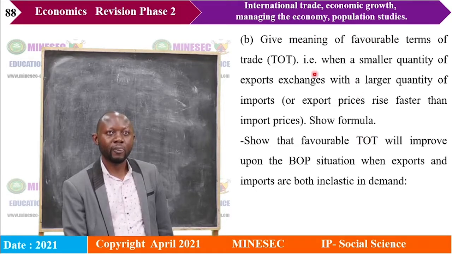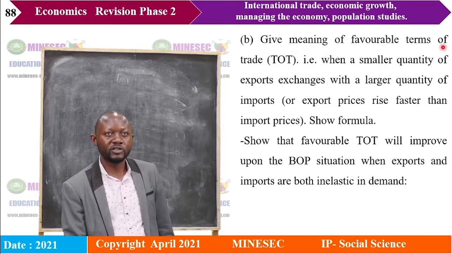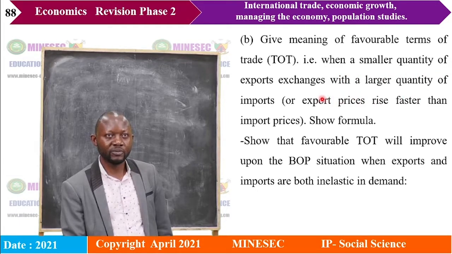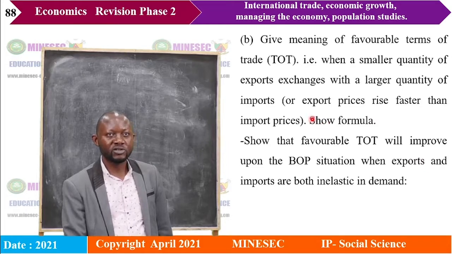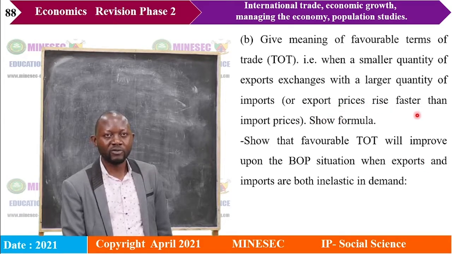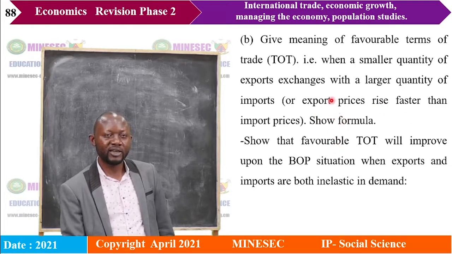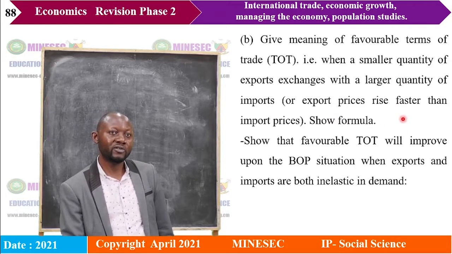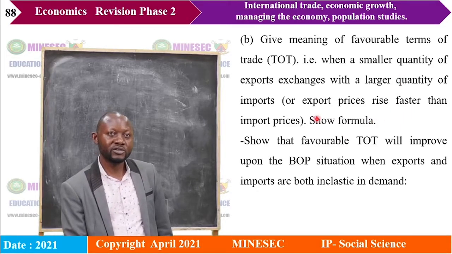The B part, the student should give the meaning of the favorable terms of trade, that is, when a smaller quantity of exports exchanges for a larger quantity of imports. Or better still, if export prices are rising faster than import prices, we could show the formula to show that when it's greater than 100, it is favorable. That's the index of export prices divided by the index of import prices, and it's more than 1. When it's greater than 100, it is favorable because the 100 is the base here.